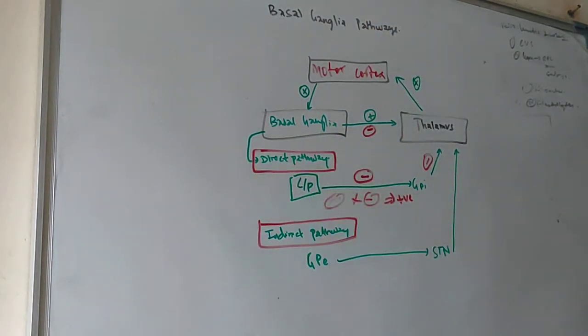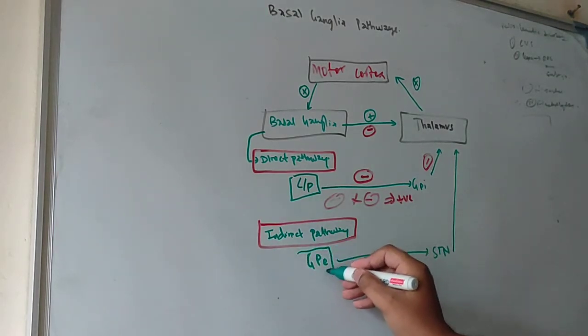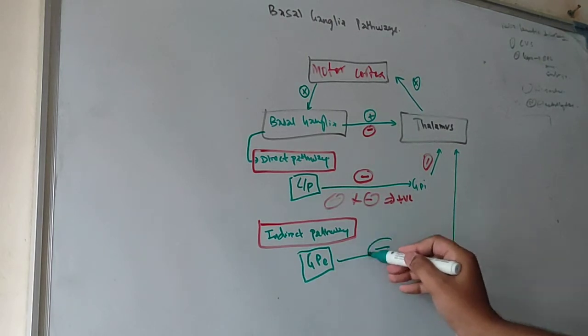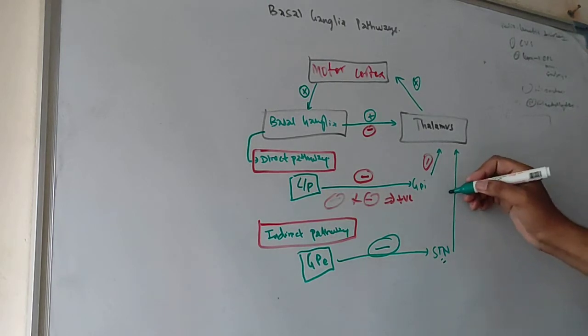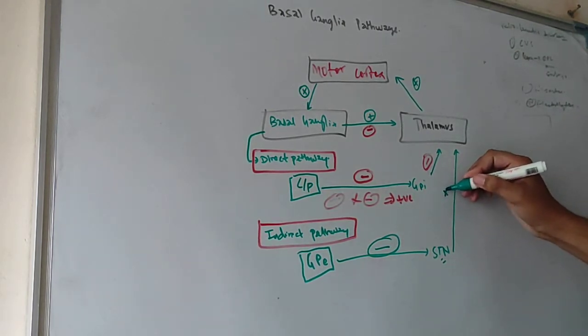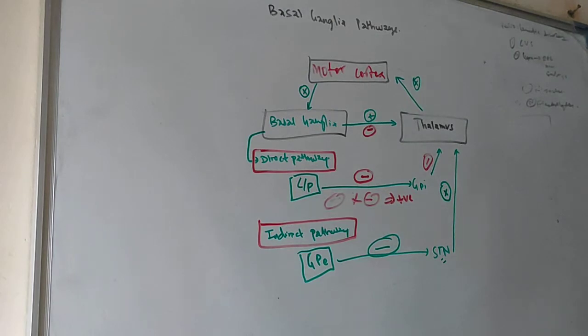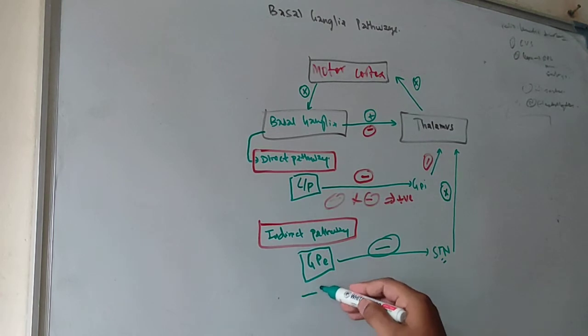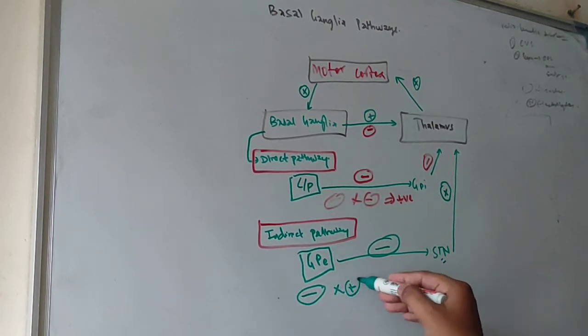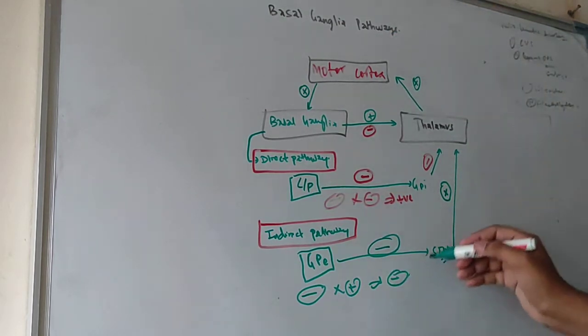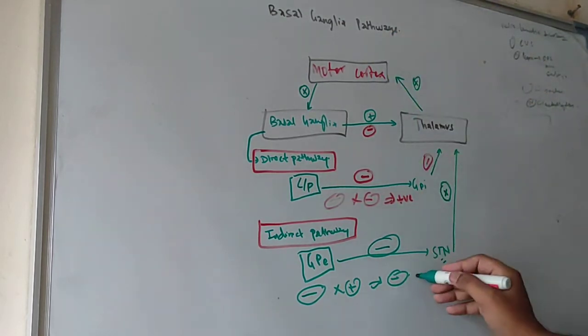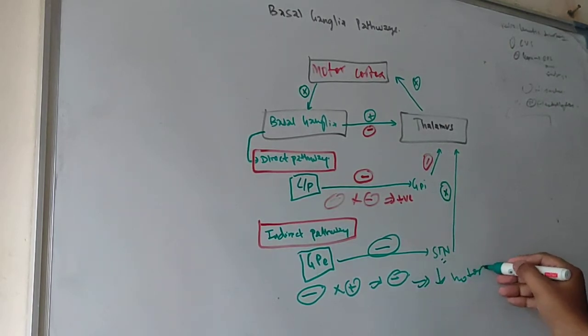And in the indirect pathway, there is the external segment of the globus pallidus, which inhibits the subthalamic nucleus, and the interesting part is that the subthalamic nucleus excites the thalamus. So the overall process in this indirect pathway is negative into positive, which is negative. This negative implies a decrease in motor cortex activity. So there is a decrease in motor activity from the indirect pathway.